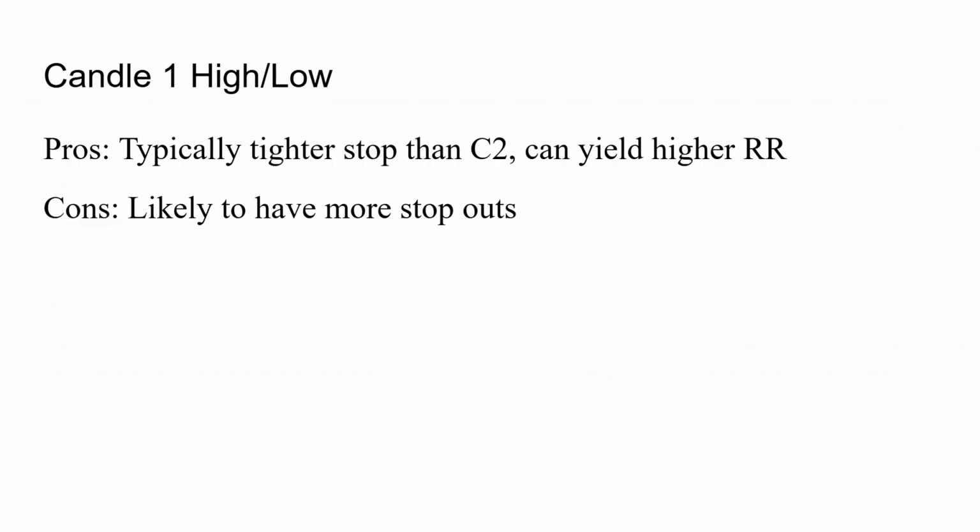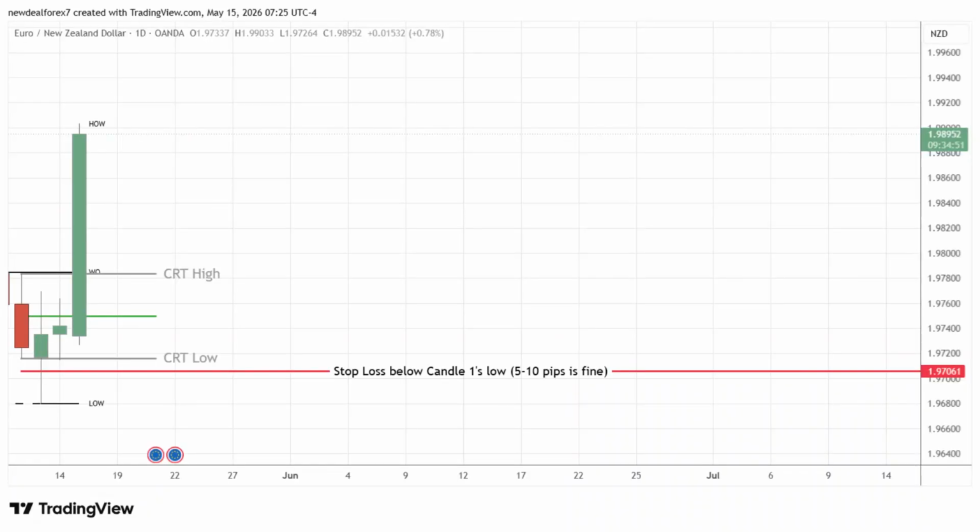You also have the candle one higher low. Typically it can offer a tighter stop than candle two, and it can yield a higher risk to reward, but you can have more stop outs because sometimes it can be too tight. So you have to draw your CRT structure for this and just identify the low of candle one when you're long. So right here, if this is the low of candle one, regardless of where you get in, expecting candle three behavior, or four behavior, either way, you're expecting price to stay inside the range. So you just place your stop loss 5 to 10 pips below the low of candle one. This is candle one right here. If you're right, price should not go back outside of candle one. All right, so that's where that stop loss will go.